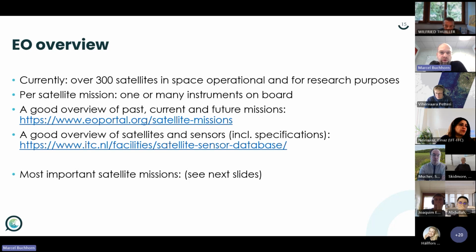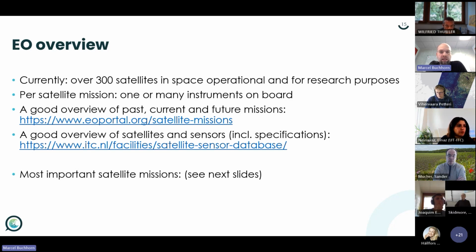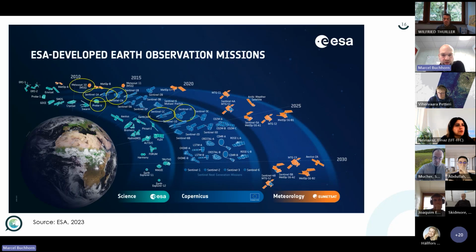There's a really nice overview of all past, current, and future satellite missions, which is provided by the EO Portal. And also our colleagues from ETC have a really impressive catalog of all satellites and sensors, including the specifications of every sensor, on their webpage. So there you can even look, for example, for Landsat, which sensor it is, what the bandwidths are, what the spatial resolution is, when it was operating, and so on. So there you can get a nice overview. But the most important satellite missions, which we can use in OBSGESSION, I will present on the next slide.